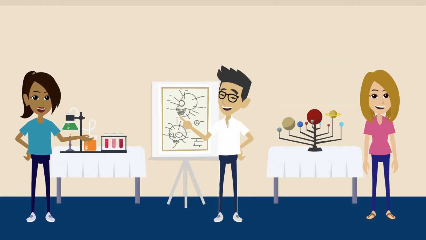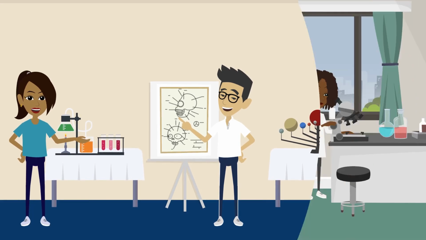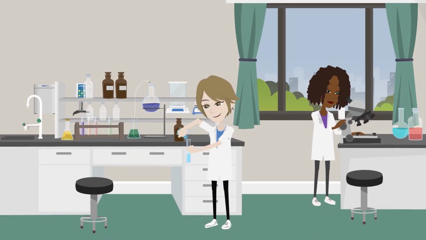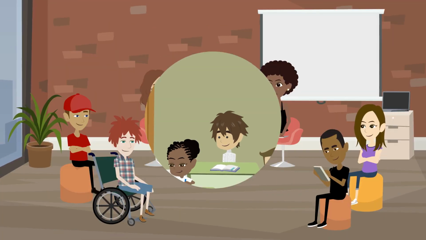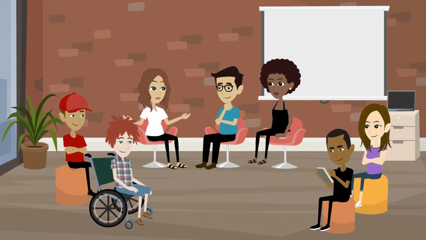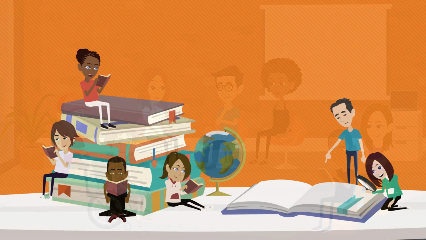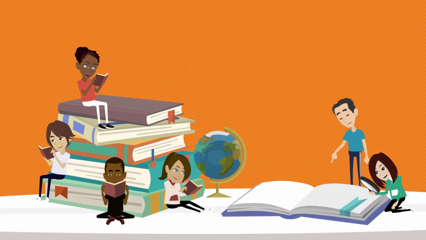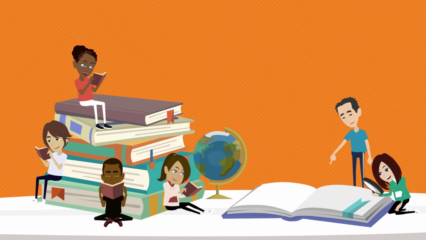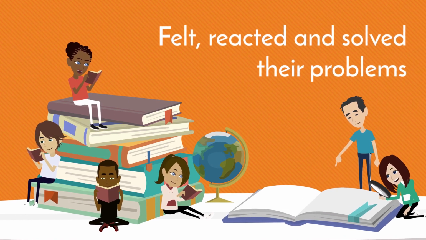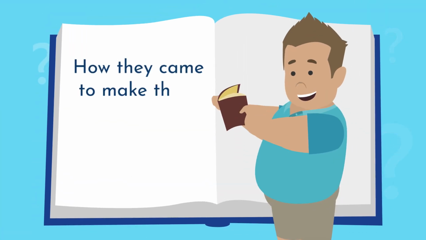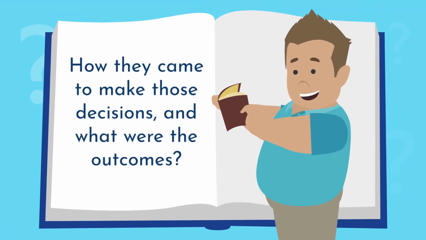We can shape these skills during science fairs, labs, and experiments, when solving math word problems using social scenarios, and when involving our students in school-based decisions. We can guide students to recognize and explain how the characters in a book or story felt, reacted, and solved their problems, how they came to make those decisions, and what the outcomes were.